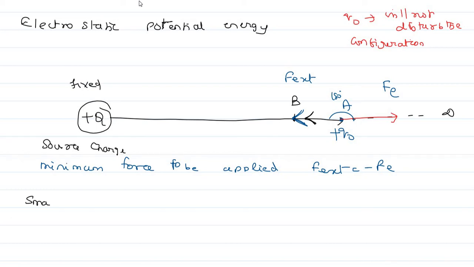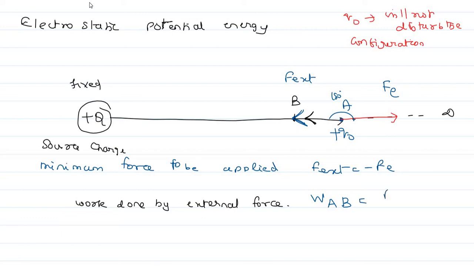So what is the small work done? Here you just take the work done by the external force. When we do the derivation, at that time you consider small work done. Work done by the external force is nothing but what? Work done in moving the charge Q0 from A to B will be equal to what? This force and the displacement, correct?